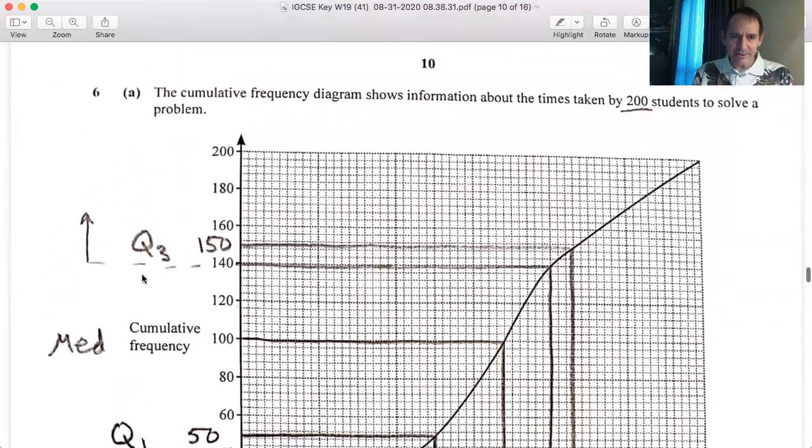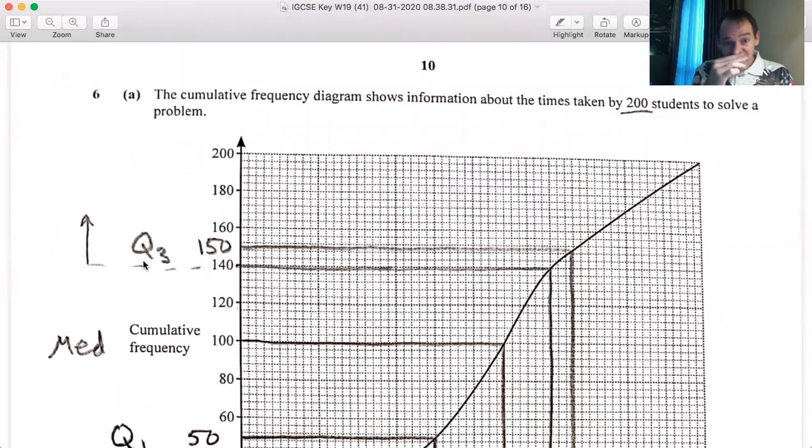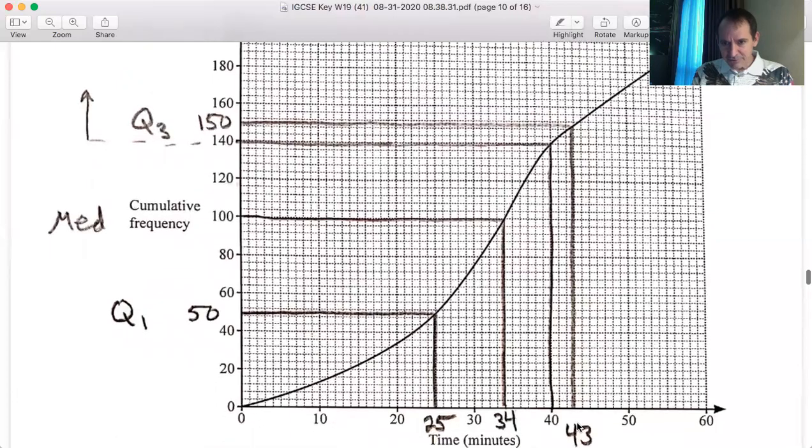While Q3 is 75%, 75% of 200 is 150. So we follow 150 over and down, and that's 43. Then 25% of 200 is 50. So we follow 50 over, which by the way, these values are right in the middle of the square. So be careful of that. Make sure you pay attention to your scale here, both the 150 and the 50.